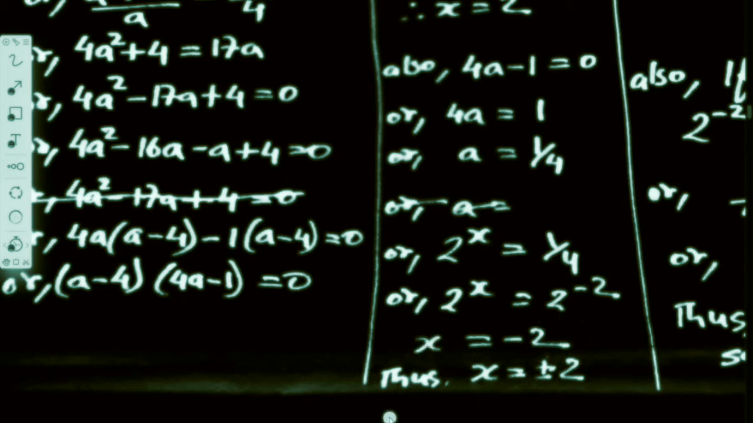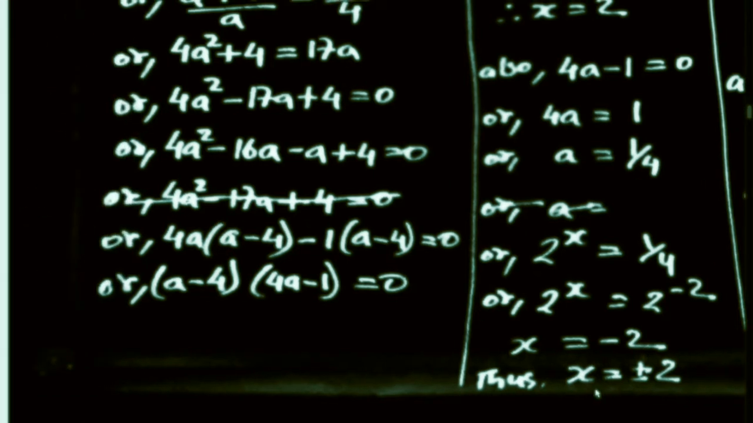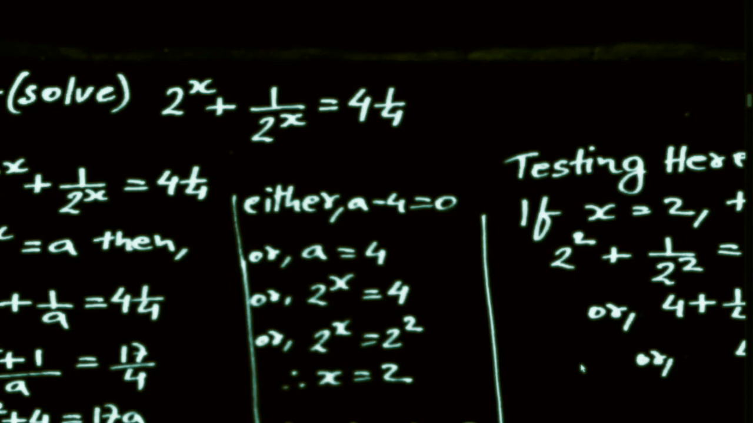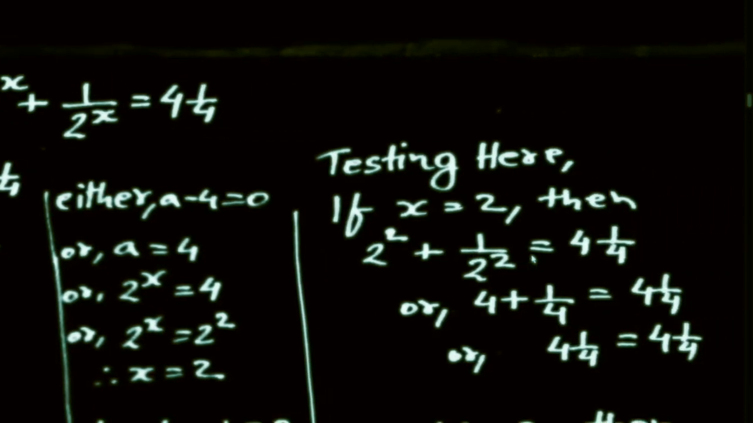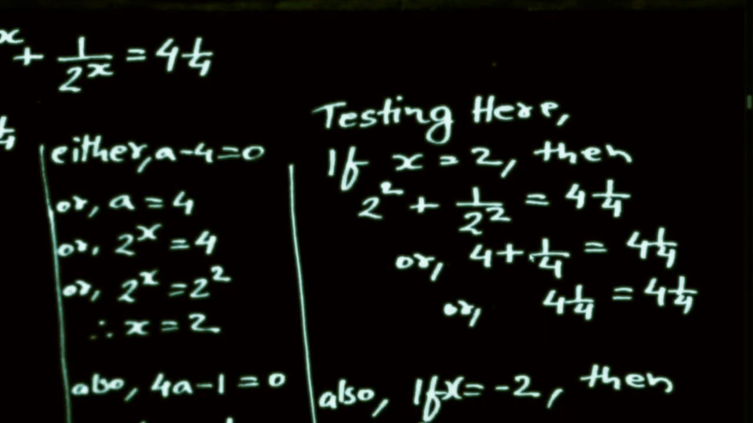Thus we get the values of x. Here x equals 2 is our first value and x equals minus 2 is our second value. So thus x equals plus minus 2. But this alone is not sufficient. We have to make testing using this equation, so for our confirmation, testing is done.